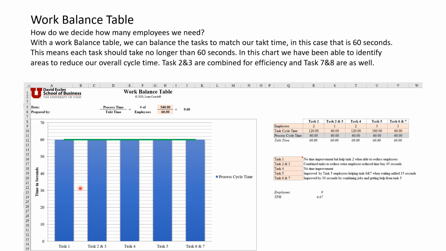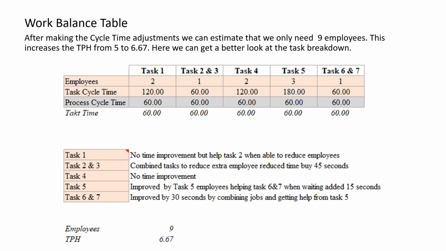But as you notice, there's only 5 bars here, not 7. There were 7 tasks. So with our work balance table, we can balance the tasks to match our takt time, right? And that's going to be 60 seconds. In this chart, we have been able to identify areas to reduce our overall cycle time. Tasks 2 and 3 are combined for efficiency, and tasks 7 and 8 are as well. Let's get a little closer look at that.